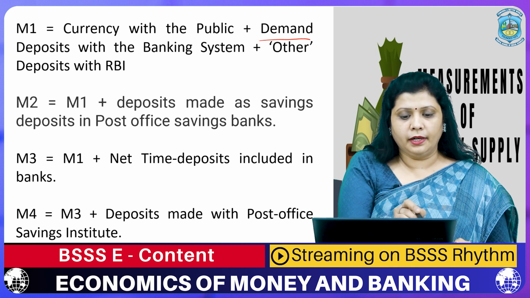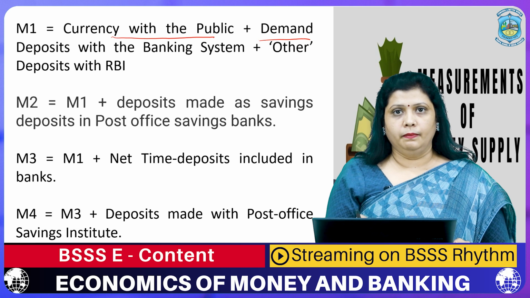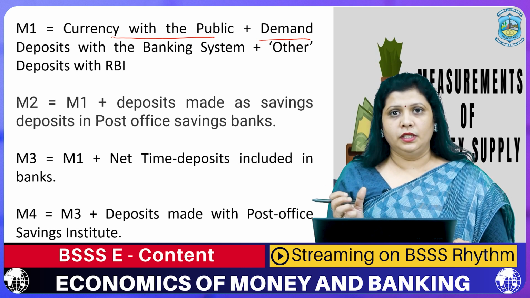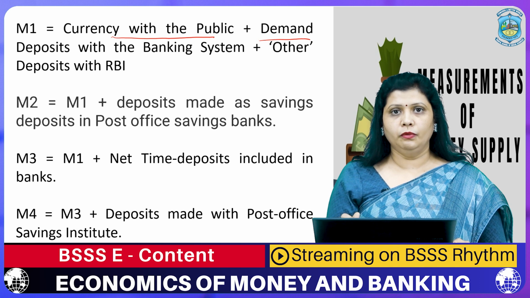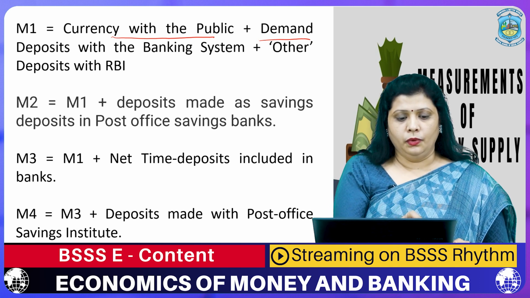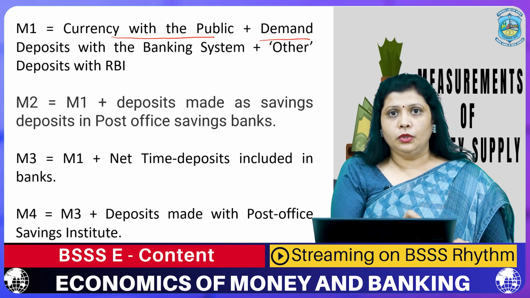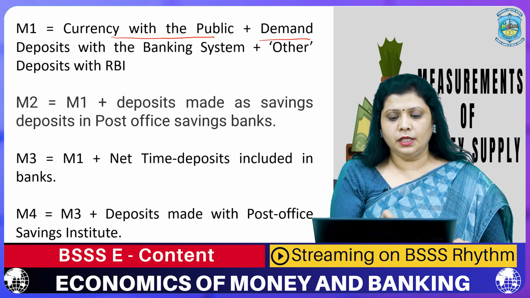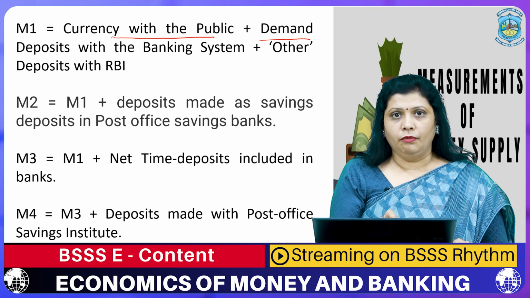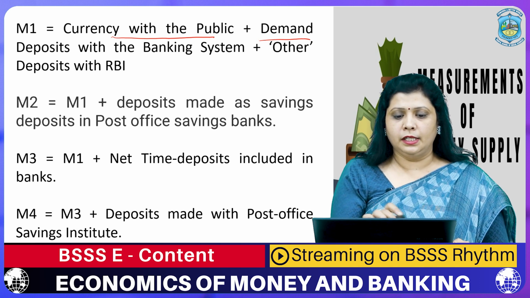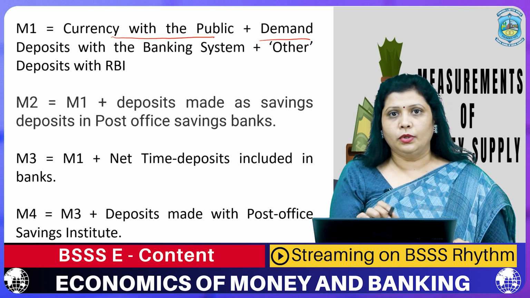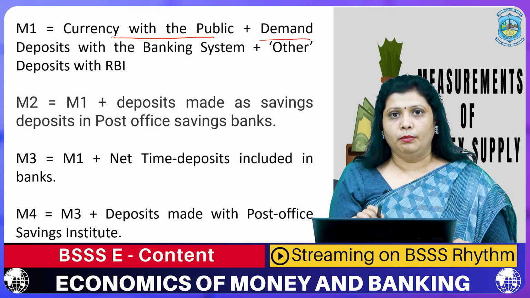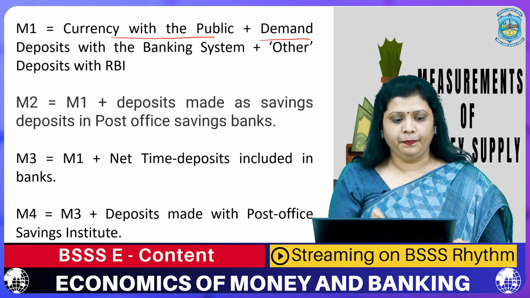What is the meaning of currency with the public? It means the people who hold liquidity in their hand. M2 is equal to M1 plus deposits made as savings deposits in post office savings banks. What is M1? Currency plus demand deposits plus other deposits of RBI plus demand deposits of post office bank.